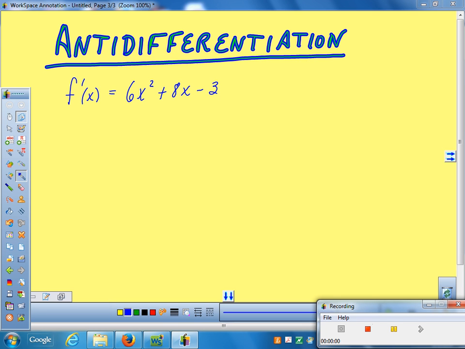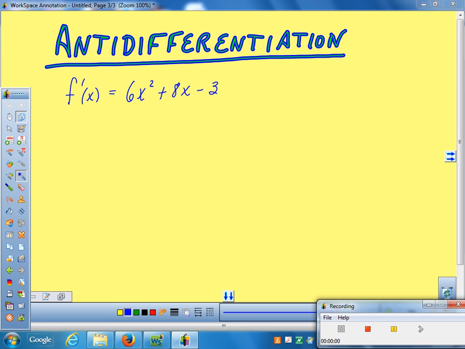Alright, so one more time, short version. Anti-differentiation. If doing a derivative is doing differentiation, anti-differentiation is going backwards. I'm going to give you the derivative, and you figure out the original function it came from. Not that hard.